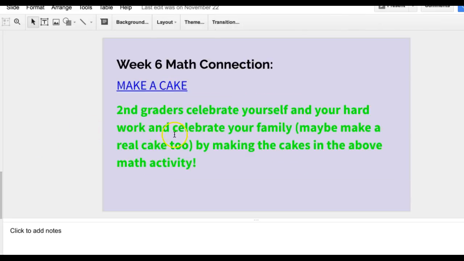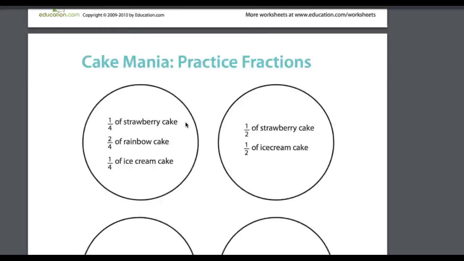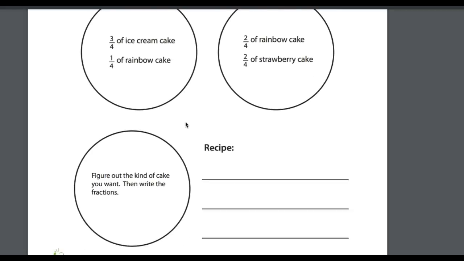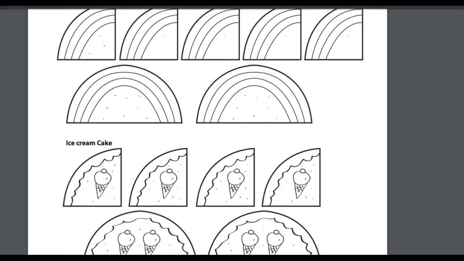And then there is a math connection, and it's just a fun, it kind of goes with our recipe theme, make a cake. So you'll celebrate yourself and your hard work and maybe even make a real cake. And if you click this link, it's just a fun math activity for you to access. You can print and color that out and then match the fractions in the different ice cream cakes and rainbow cakes. So lots of good stuff this week.